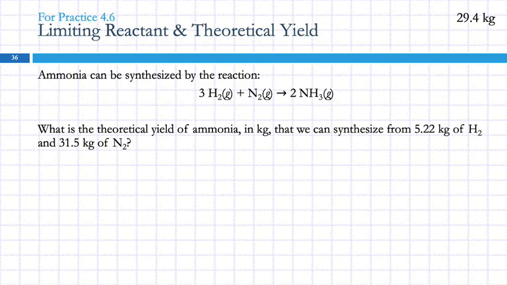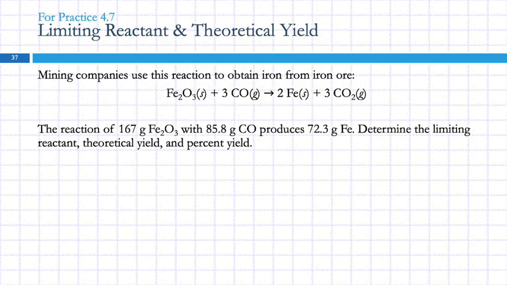29.4. Mining companies use this reaction to obtain iron from iron ore. The reaction of 167 grams of Fe2O3 with 85.8 grams of CO produces 72.3 grams Fe. Determine the limiting reactant, theoretical yield, and percent yield.